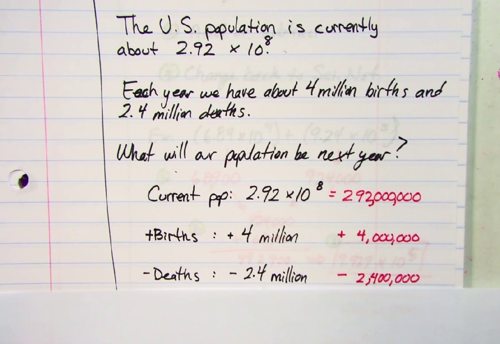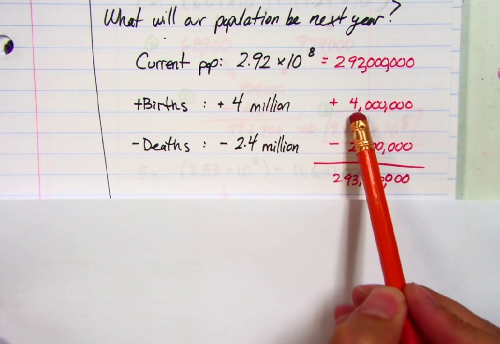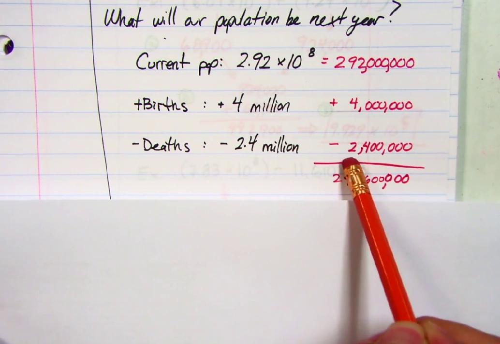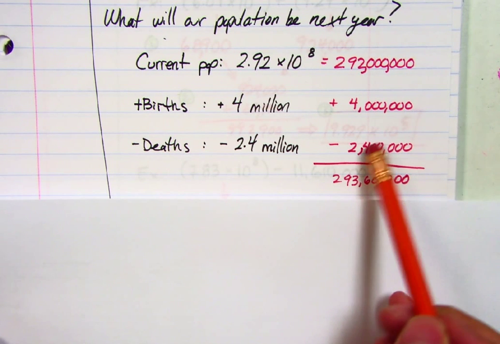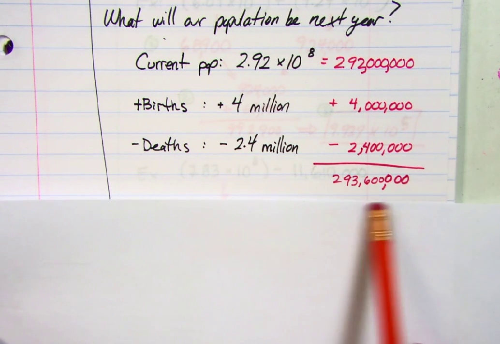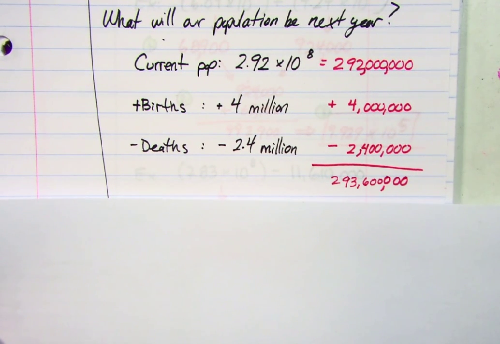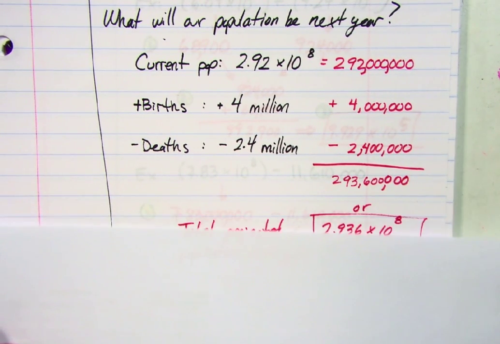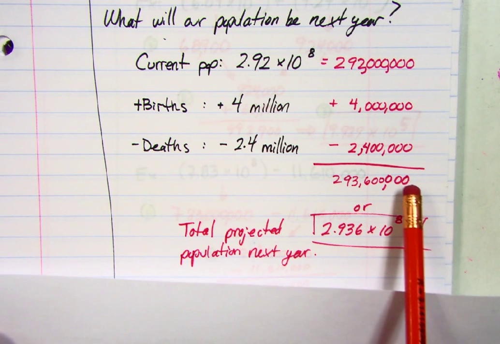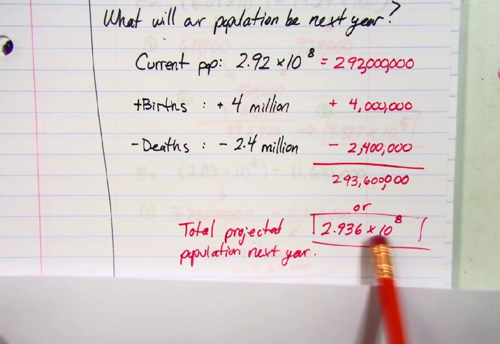That's 2,400,000 deaths. If I do that math, 292 plus 4 is 296. And then you're going to take out another 2,400,000. So 296 minus 2, that's 294, and then take out another 400,000. So you can go ahead and do that, and we have this large number: 293,600,000 people. That's what we can expect our population to be next year. So what I want to do is change it back into scientific notation. So we go back, we say, okay, 1, 2, 3, 4, 5, 6, 7, 8. I bring that back to the 8th, and I write that number just like that.